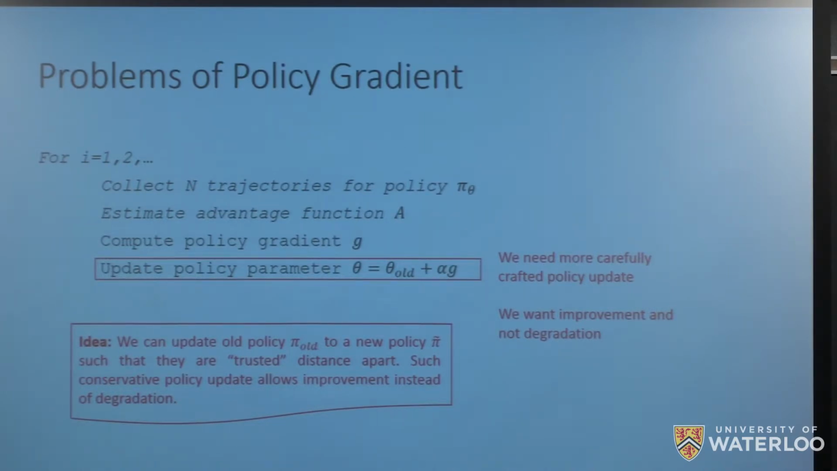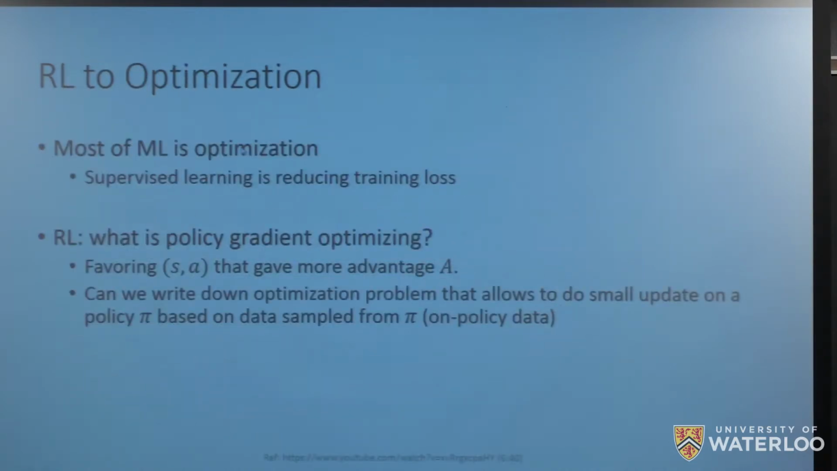Instead of just following where the highest advantage is, with the update theta equal to theta old plus alpha g, we can solve some sort of optimization that will allow a better update. I'll show you why this is important. Most machine learning algorithms are optimization, right? A supervised learning algorithm tries to reduce the training loss, which in turn corresponds to the testing loss, or it may or may not, but we assume that it does.